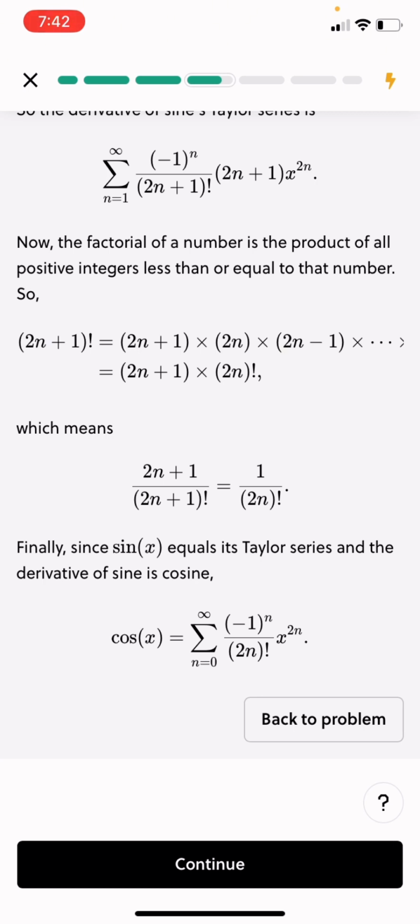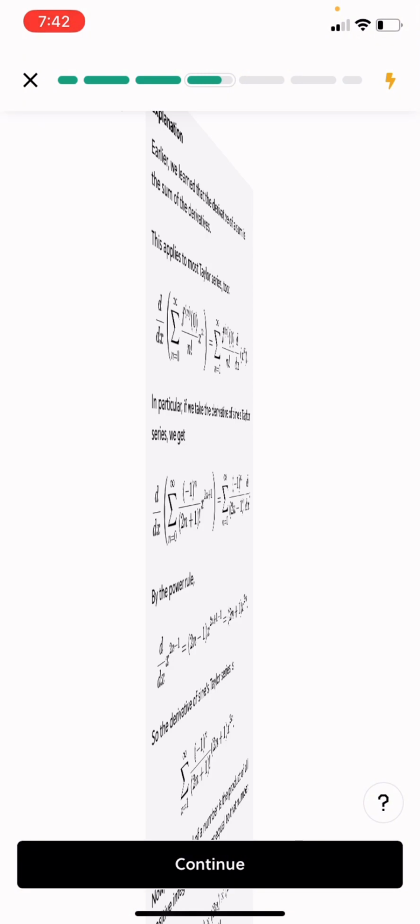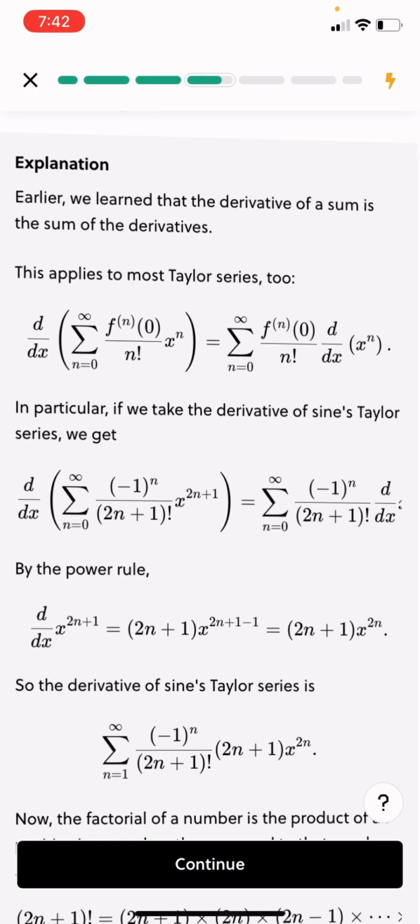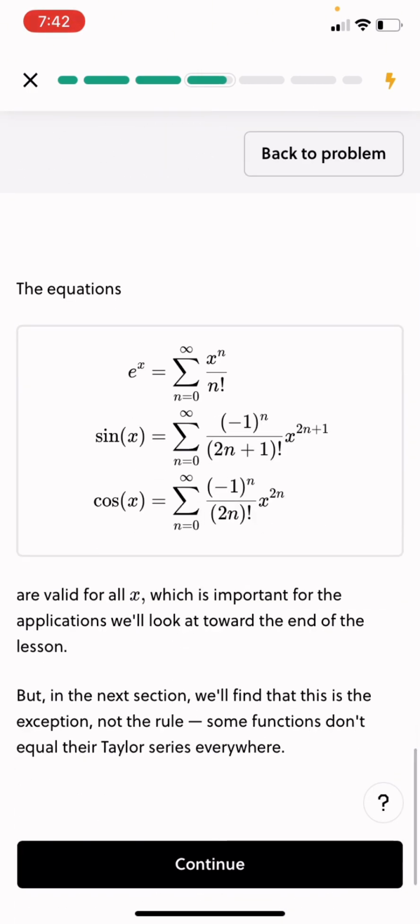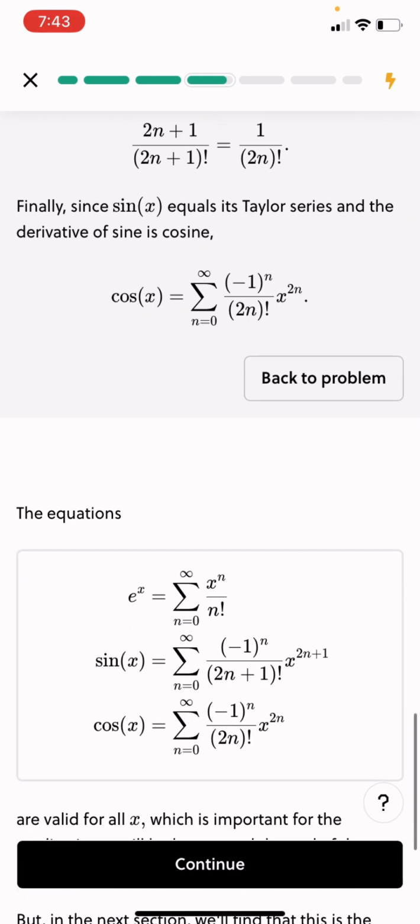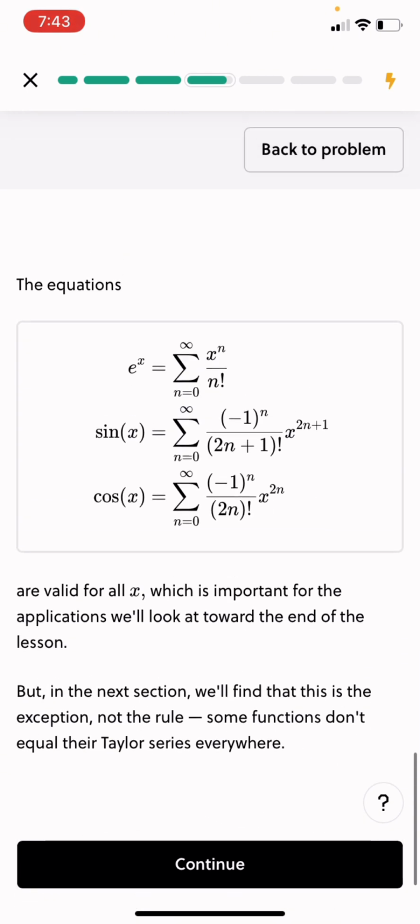Finally, sin x equals its Taylor series. The derivative of sine is cosine. So cosine equals that, and that's how we find cosine, as you can see by this. So the equations, as we can see, to solve each of e to the x, sin x, and cos x, they all have different equations, but they can be put back to each other. And we also saw here how they can relate to each other.